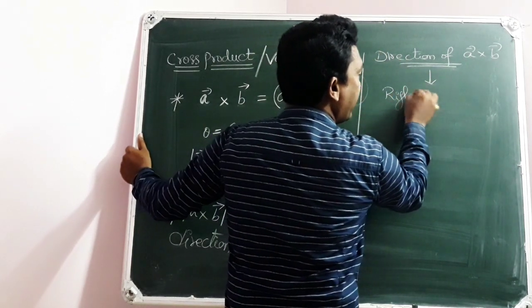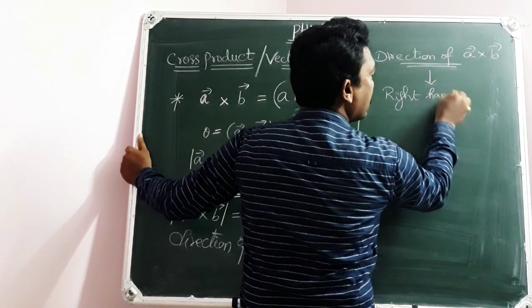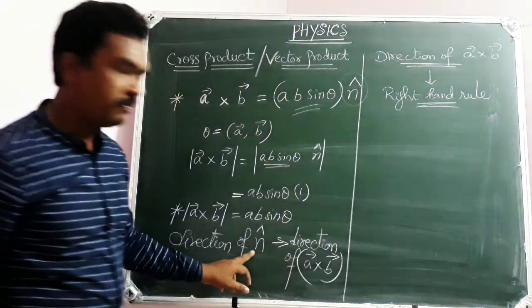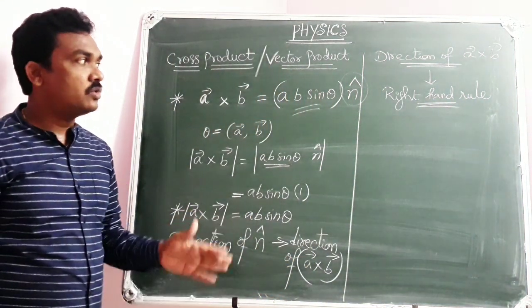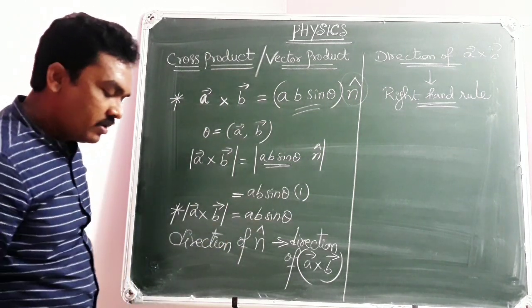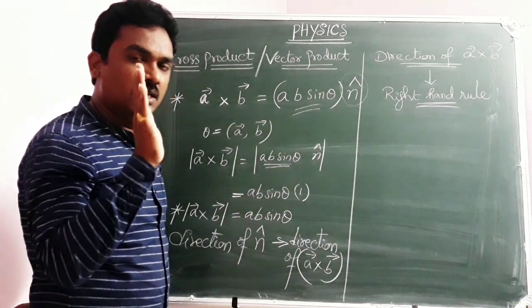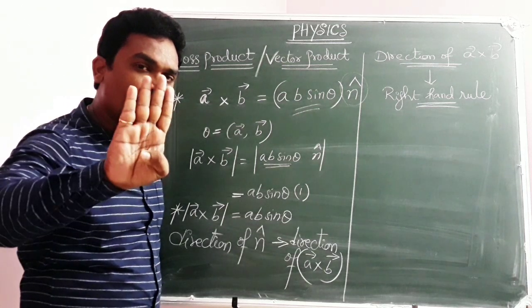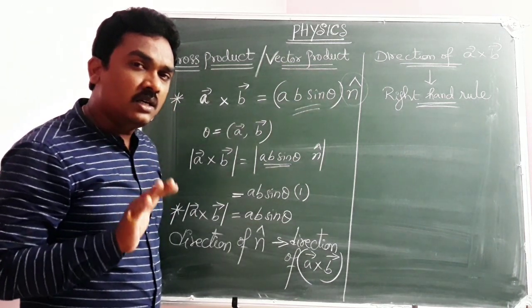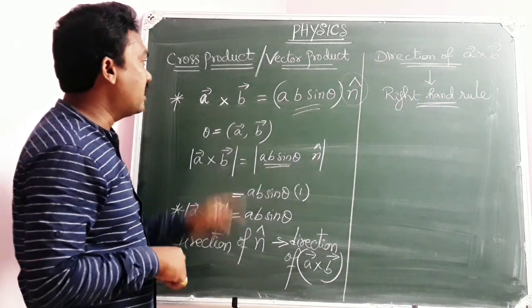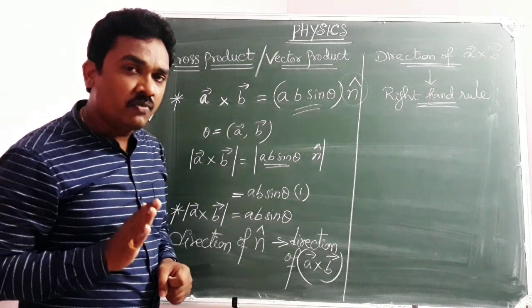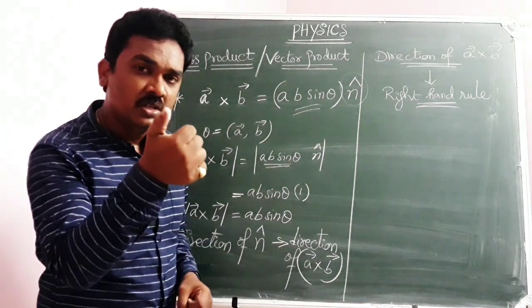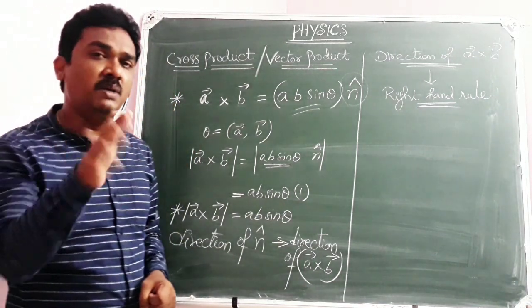Right hand rule will be applied to know the direction of A bar cross B bar, obviously the direction of n cap. So, what is the right hand rule and how can I apply it? First of all, we have to consider the right hand, and the four fingers of the right hand should be curled from A bar to B bar, because you are calculating A bar cross B bar. So, you need to curl your fingers from A bar to B bar. Then the thumb shows the direction of A bar cross B bar.